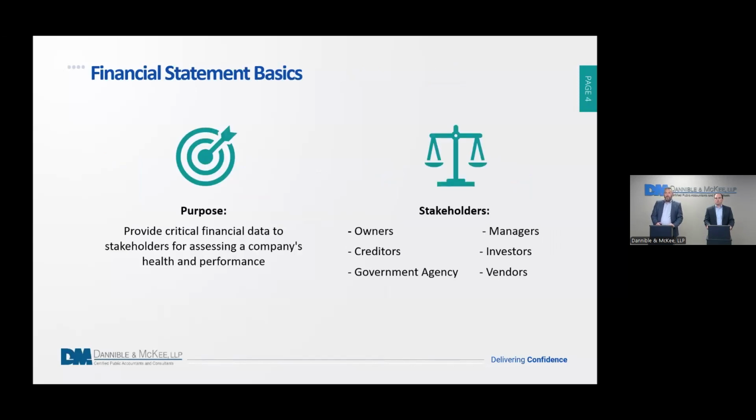So on the financial statement basics, what is its purpose? The financial statements provide critical financial data to stakeholders for assessing a company's health and performance. Who are the stakeholders? When we sit down to plan and prepare an audit, we think about that. Who are the users of the statement? Is it the owners, the managers, the creditors, investors, even government agencies? We have a lot of nonprofit entities on this webinar today. Or it could even be vendors who want to see your financial statements, or bonding companies if you're a contractor. So those are the stakeholders of the financial statements.